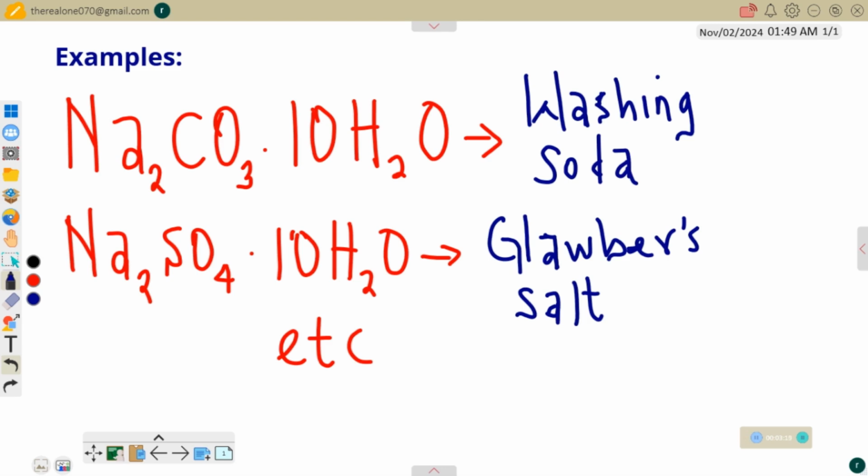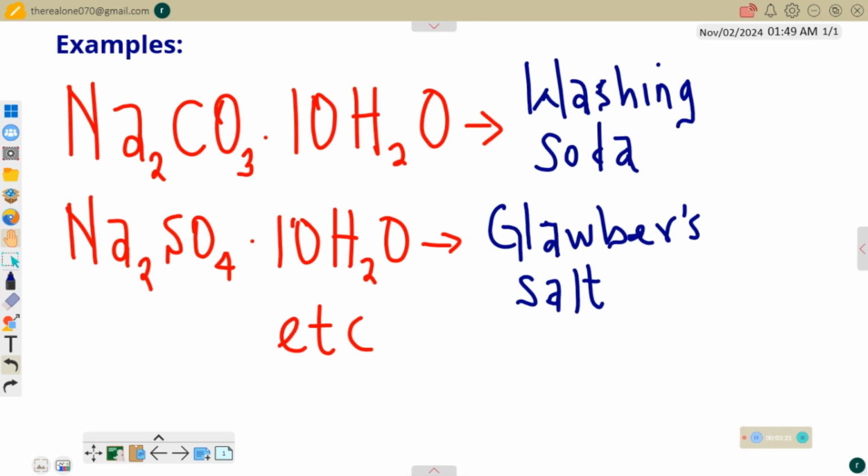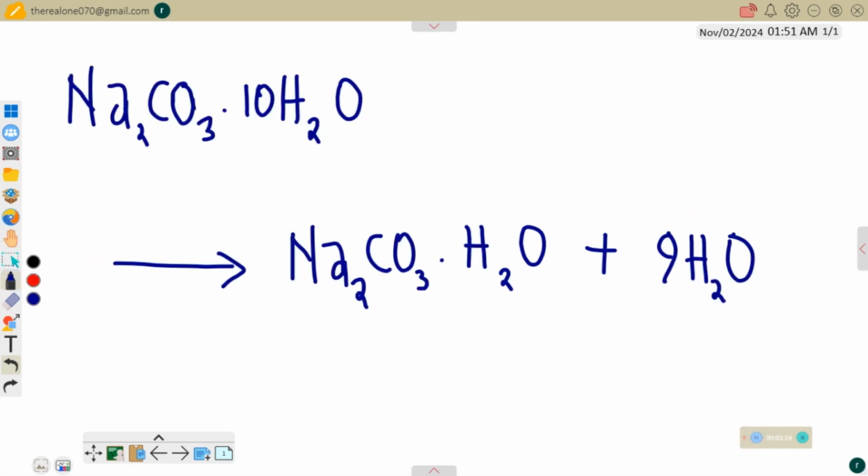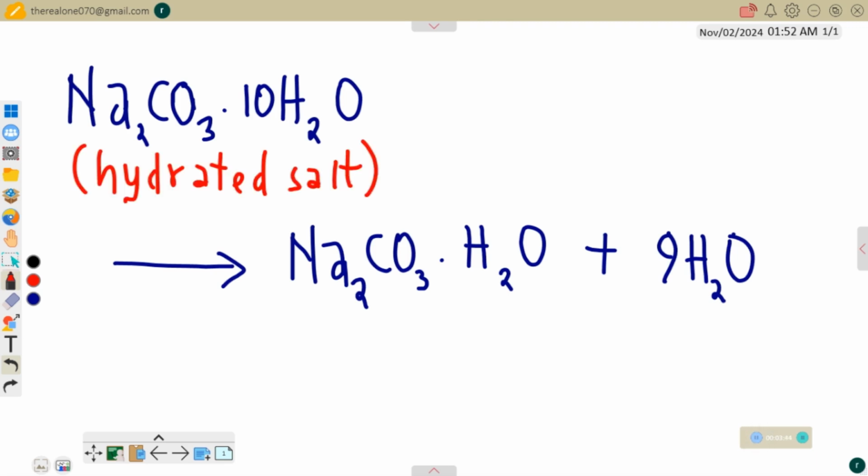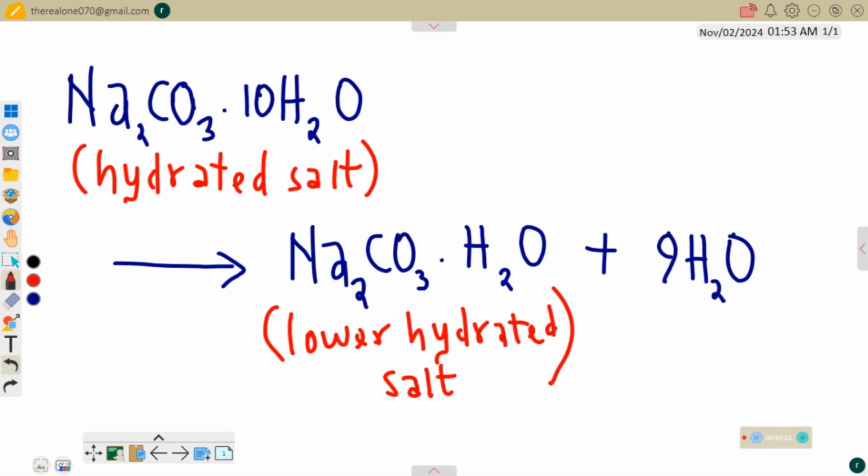Let's see the reaction of this when they are exposed to the atmosphere. Now, when Na2CO3.10H2O is exposed to the atmosphere, it loses 9 water molecules and remains with 1. Now, the original salt that has not lost any water of crystallization is called hydrated salt. And the new product, which has only 1 water molecule, is called lower hydrated salt. And the 9H2O is the lost water content, the lost water of crystallization.